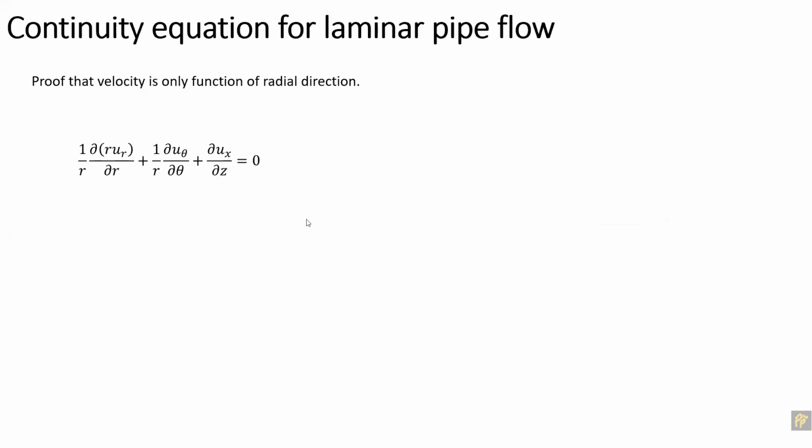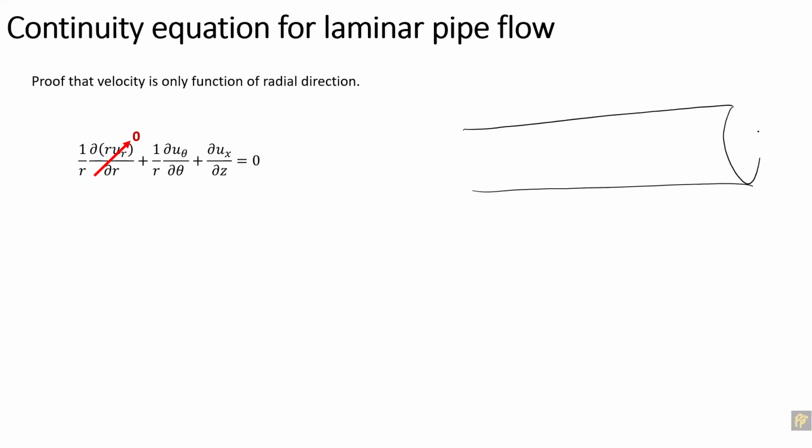Okay, so first thing is that if you take a look at the continuity equation in the cylindrical coordinates, you will see this equation. Okay, and please keep this in mind that for the pipe flow, what we are going to see here is that in the pipe flow, if I draw the pipe flow here, you will see this thing.